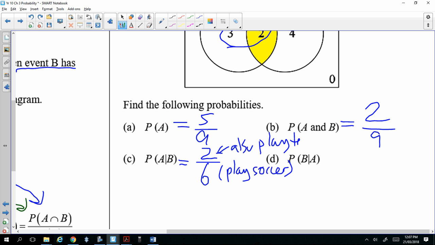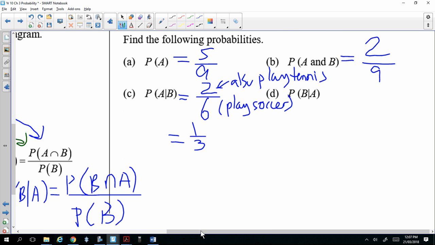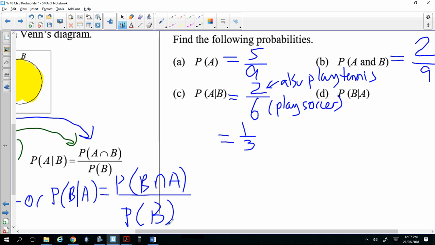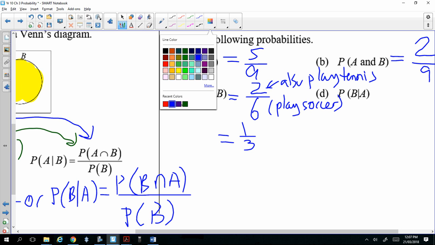Okay, so that means 1/3. Now what if I use this formula I just showed you? You can do the same thing. You can also use this formula. Or I could show you how this formula works.